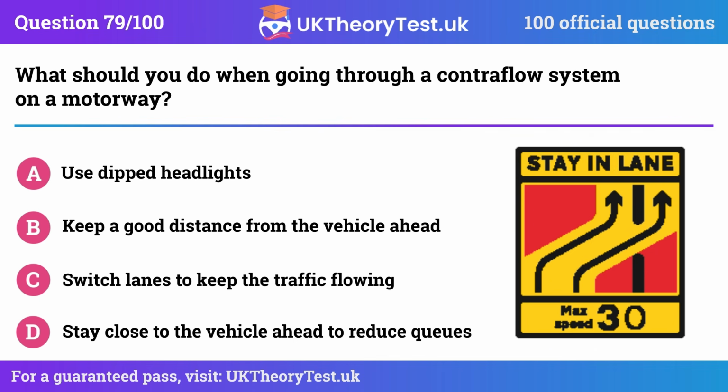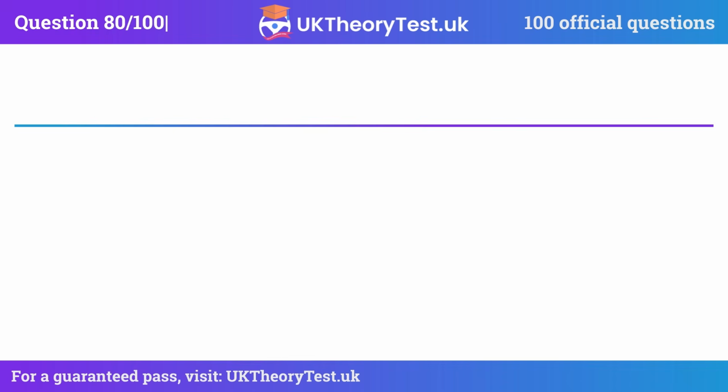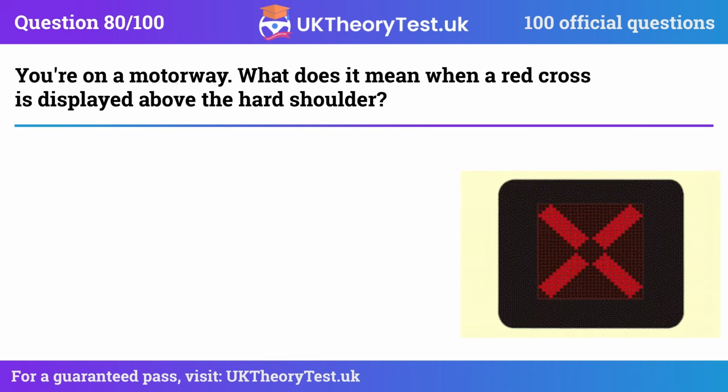The correct answer is B. Keep a good distance from the vehicle ahead. Explanation: at roadworks, and especially where a contraflow system is operating, a speed restriction is likely to be in place. Keep to the lower speed limit, do not switch lanes, and do not get too close to the vehicle in front of you. Be aware that there will be no permanent barrier between you and the oncoming traffic. Question 80. You're on a motorway.